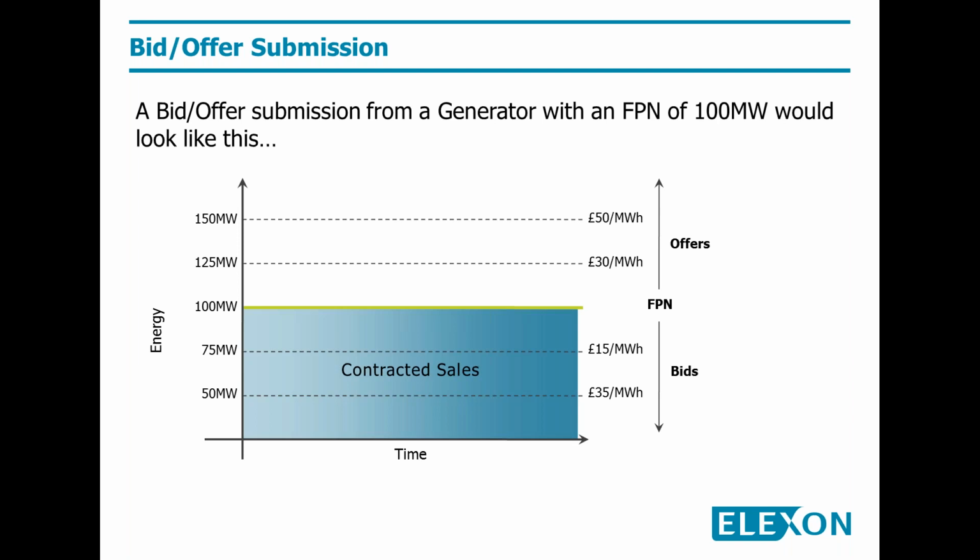And likewise, they've agreed to bid down or reduce their generation at £15 and £35 respectively, for reducing to 75 and 50 megawatts.